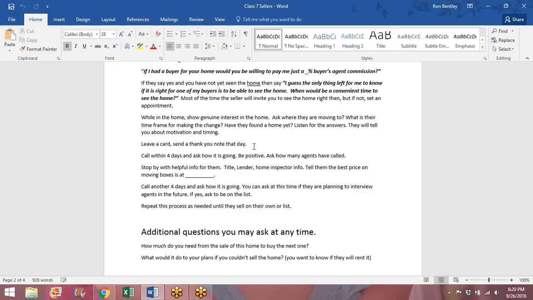And then one time I might give them some names and numbers of a few home inspectors. Because your buyer's going to want to have a home inspection, and if they're buying for sale by owner, they typically aren't using an agent either, so they'll need to know where to find a good home inspector. Here's a name and number for that.